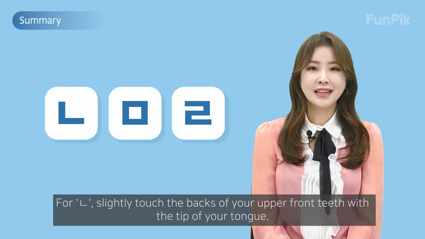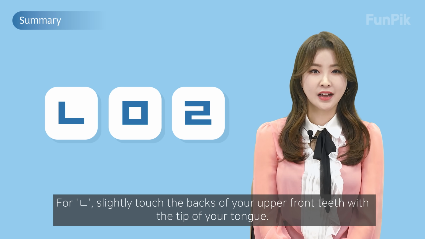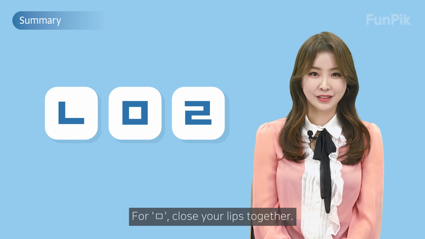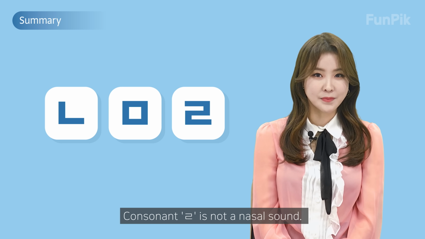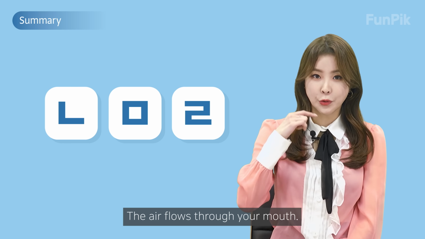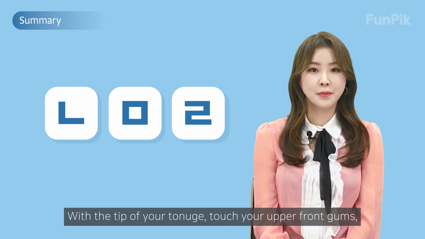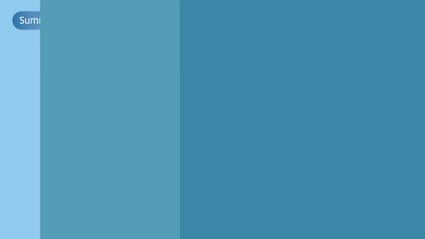Consonants 니은 and 미음 are both nasal sounds. For 니은, slightly touch the backs of your upper front teeth with the tip of your tongue. For 미음, close your lips together. Consonant 리을 is not a nasal sound. The air flows through your mouth. With the tip of your tongue, touch your upper front gums and make a sound as you remove the contact.